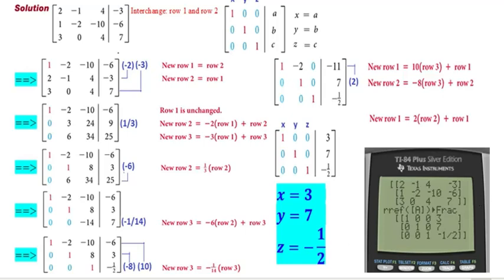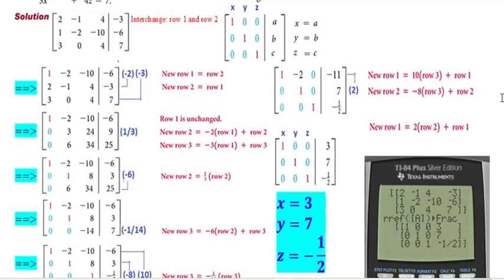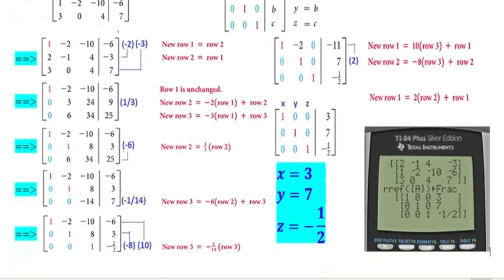I have a video on system of equations applications. Please watch that video. I have several applications where I solve system of equations using TI-84 Plus.